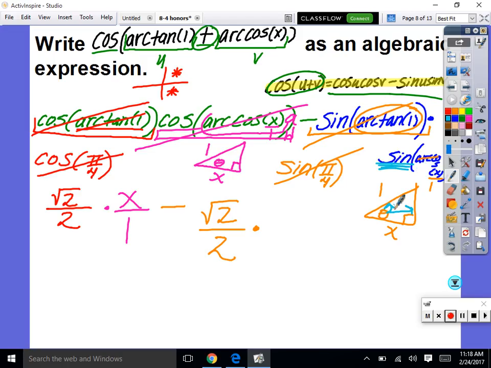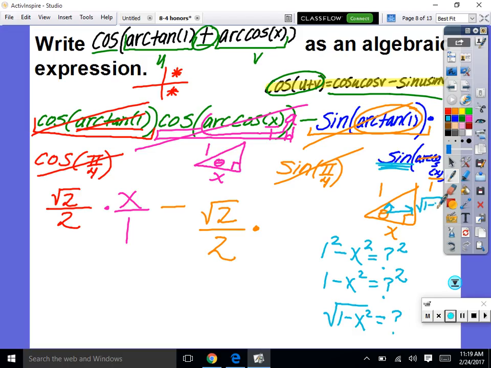So don't we need to do the Pythagorean theorem? This is what we did on the test 2 tests ago. So we would Pythagorean theorem it. 1 squared minus x squared equals the other side squared. So that would be 1 minus x squared equals question mark squared. So square root of 1 minus x squared equals question mark. So this is the square root of 1 minus x squared. So now sine is opposite over hypotenuse. So that would be root 1 minus x squared, which is our opposite side, over our hypotenuse, which is 1.